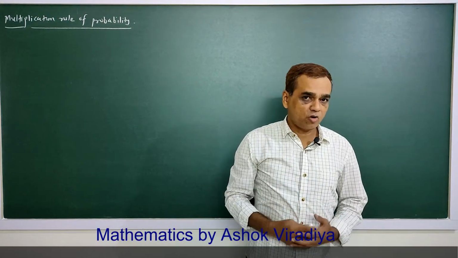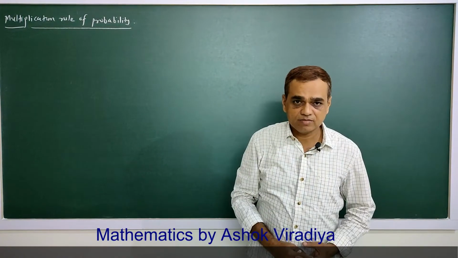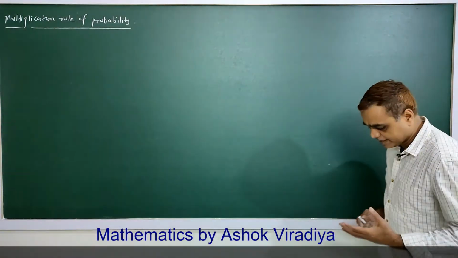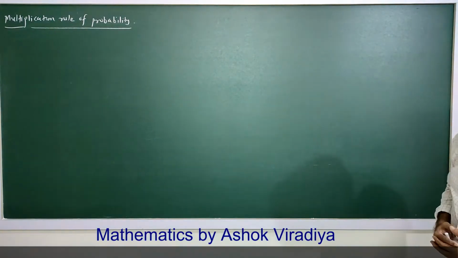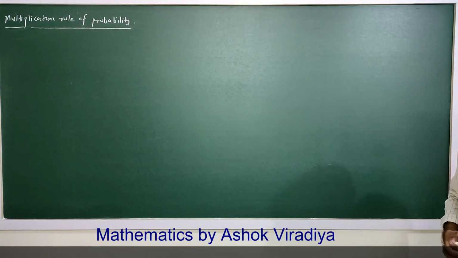Now explaining a new topic, multiplication rule of probability. Now to understand this topic, let me take one simple example. Suppose in a time of raining, what is happening?